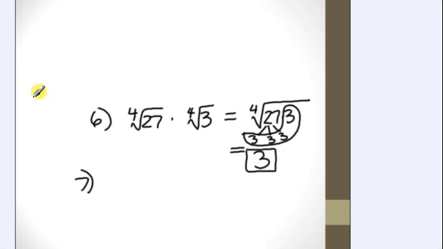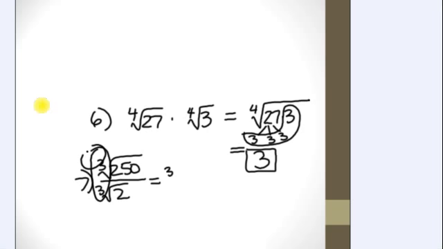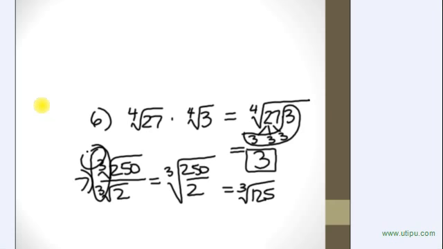We have the cubed root of 250 divided by the cubed root of 2. Cubed root of 250, not a whole number. Cubed root of 2, not a whole number. But they are both underneath the cubed root here. So I can combine them. 250 divided by 2 is 125. And the cubed root of 125 is just 5.